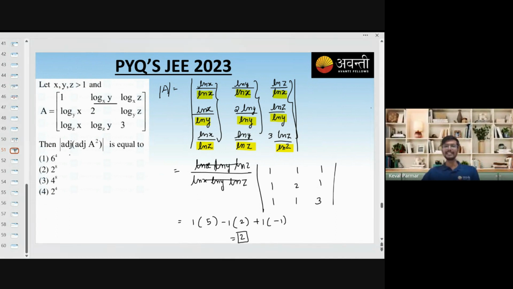Just now we did the property of adjoint, which means it will be determinant of A square raised to the power n minus 1 the whole square. It is 2 times adjoint. What is n? n is 3, which is the order of the determinant. So it will be determinant of A square raised to the power 3 minus 1, that is 4. That means I can write determinant of A raised to the power 8, which is basically 2 raised to the power 8, which is option number 2. Got it? Chalo, let's move on to the next question.